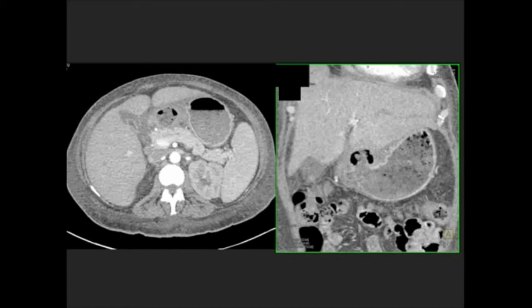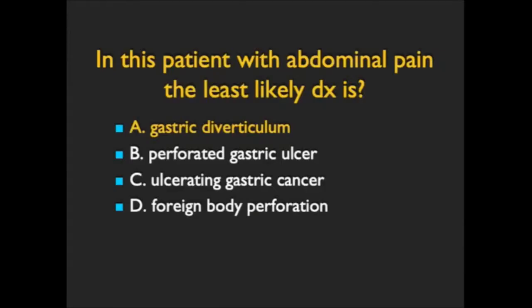Now, could it be a perforated ulcerating gastric cancer? The answer is yes. Could it be a foreign body perforation? I guess I could think about that, but I don't see a foreign body. Now, B and C are both sort of possible answers. This, in fact, was a perforated gastric ulcer in a patient who had inflammatory disease. Hard to say there wasn't a cancer here, but I think the least likely diagnosis is a gastric diverticulum. When you have gastric diverticulum, they can contain food matter, but you see the outer borders and enhancement of the gastric wall. Here you do not see that. Just a really nice example.